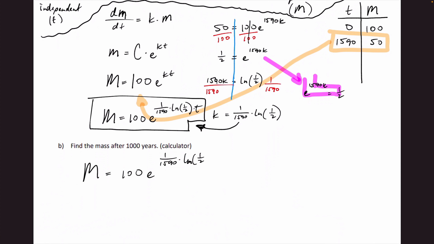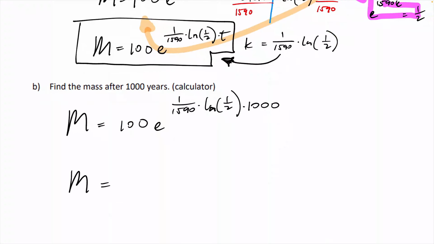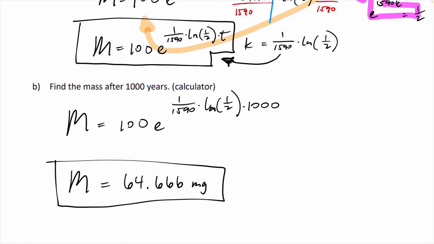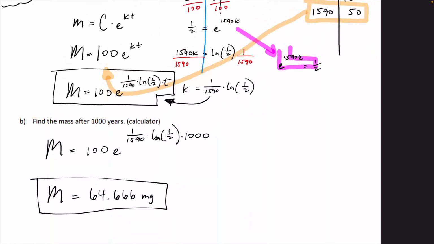Times 1,000. Even though it's not half-life. It doesn't say how to round, but I went 3 spaces. So I got 64 point. Is that the number you guys got? Yeah. Okay. Good.